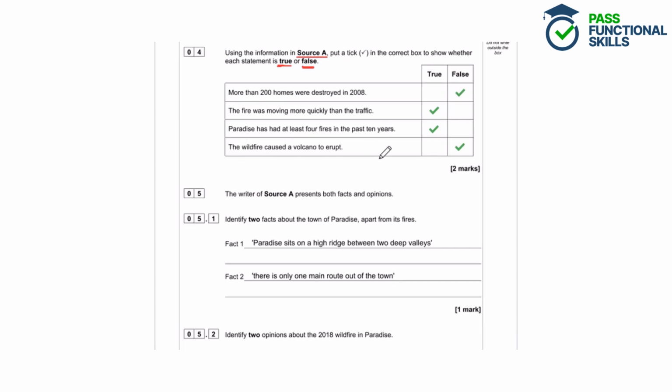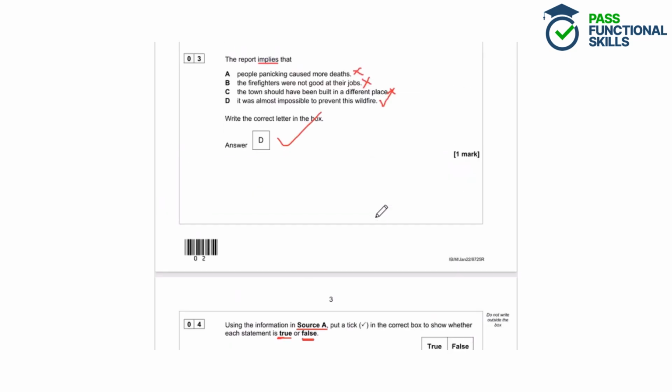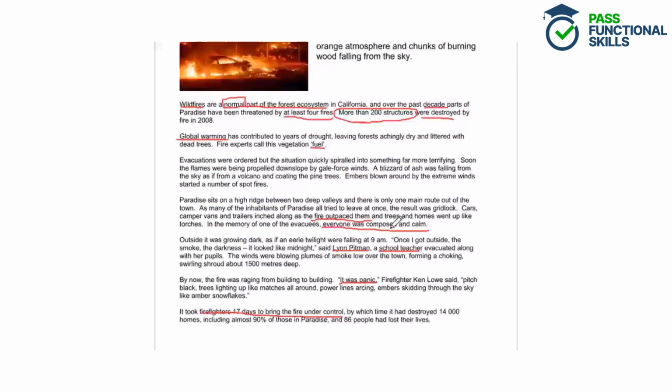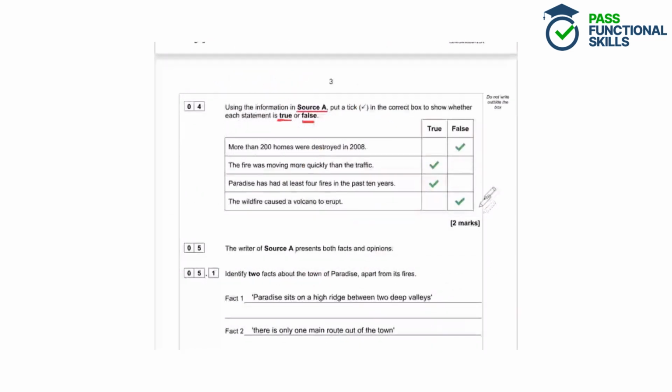And then finally, a wildfire caused a volcano to erupt. So we'll have a look at the text, scan it for the word volcano. And we can see that here is the mention of the volcano. And it says, a blizzard of ash was falling from the sky as if from a volcano. So that doesn't suggest that a volcano is actually going off. It more suggests that it looked like a volcano was going off. And it's a simile here, and you can tell that by this little phrase, as if from. So it's not literally a volcano going off, it just looks like it. So that is false.